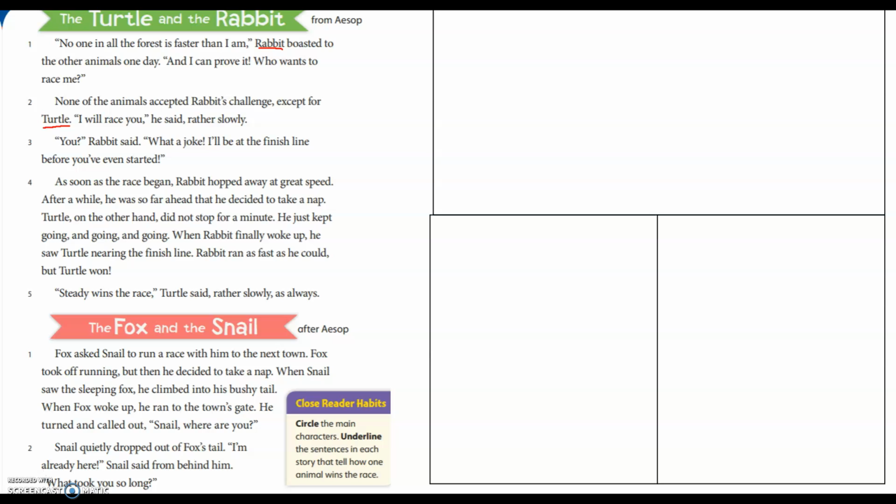Who are our characters in this story? Okay, we have Fox and we have Snail.